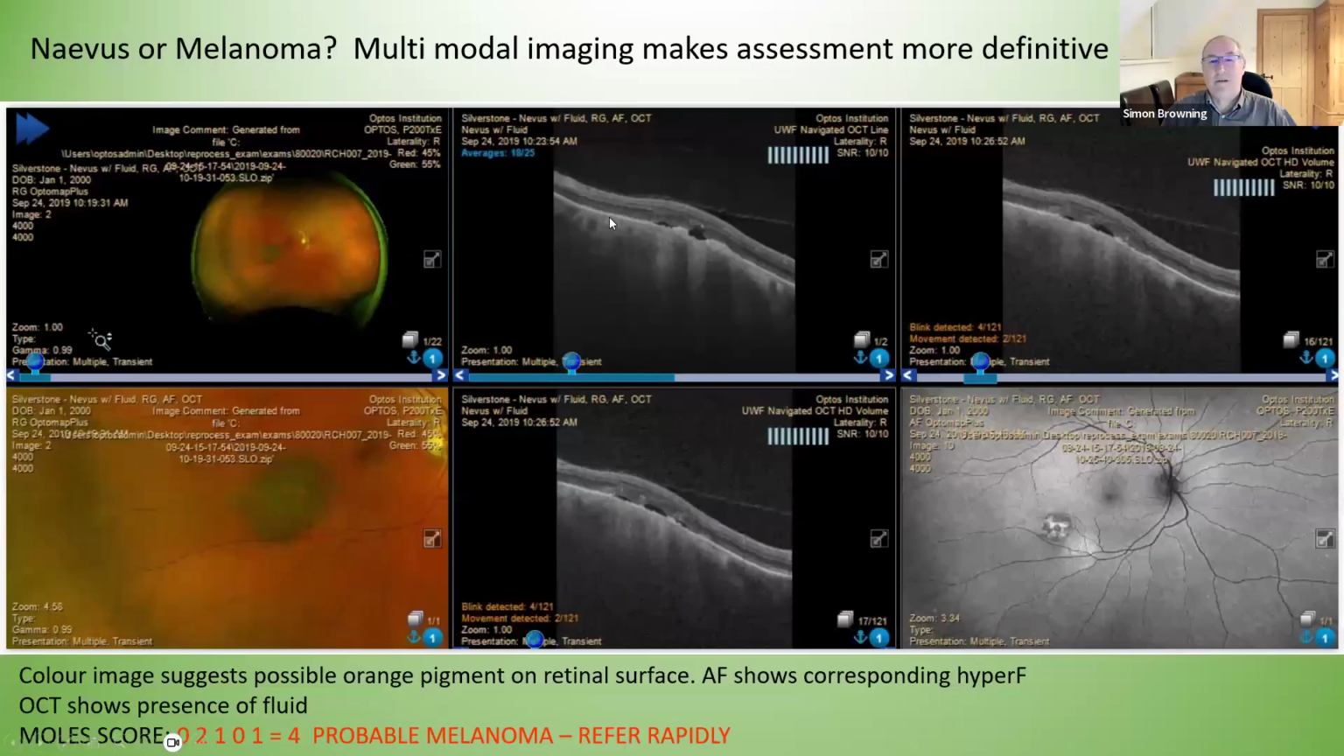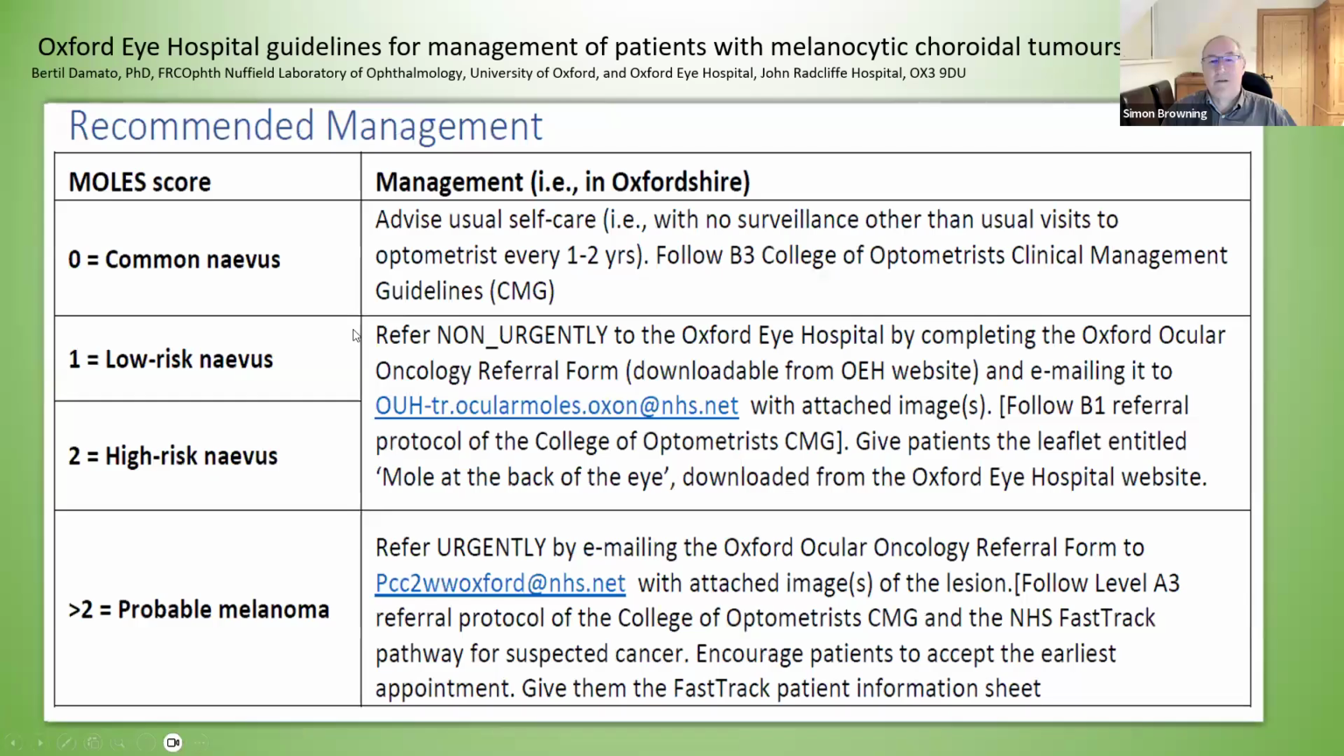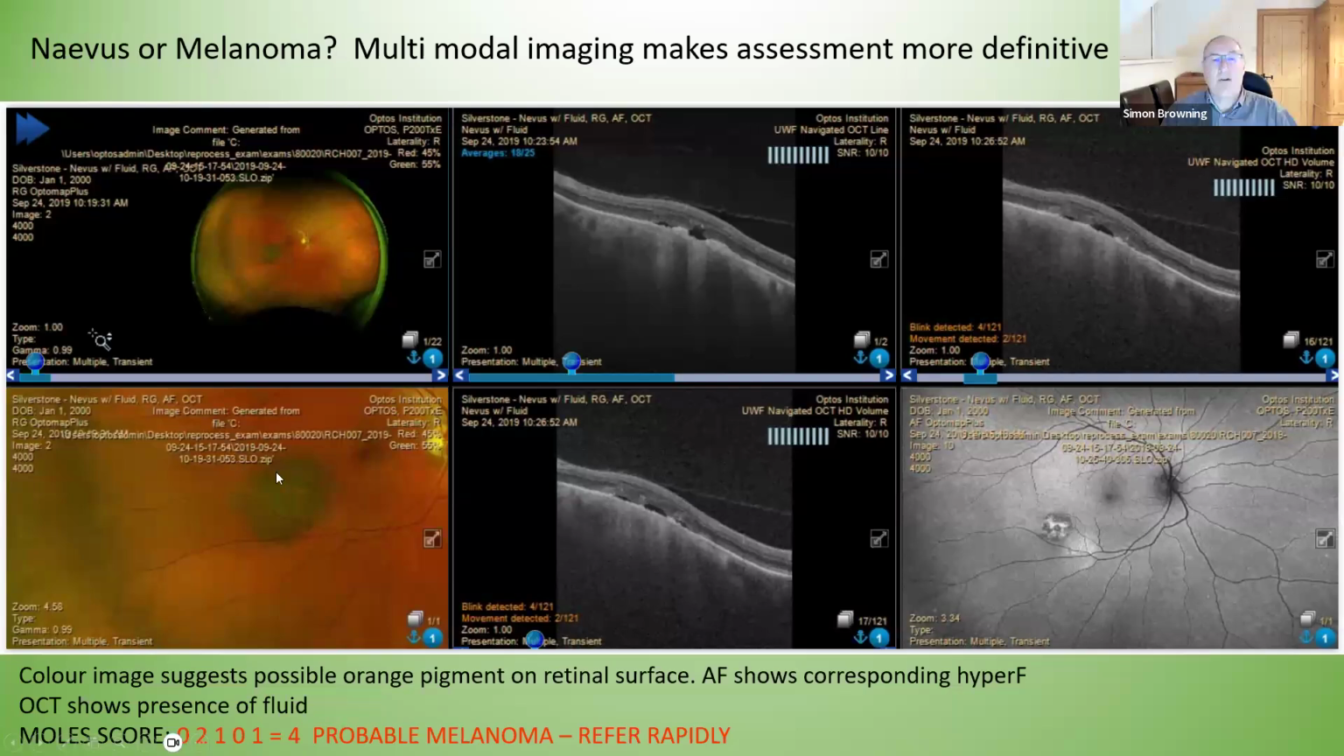We can see the management there. So look at this image here. We have there what looks like a nevus, but this could be orange pigment over the top of it. And when we look at the OCT, we can see there is definite fluid there. And you see this hyperfluorescence on the surface. So your mole score would be a 0.211, bringing up a score of 4.